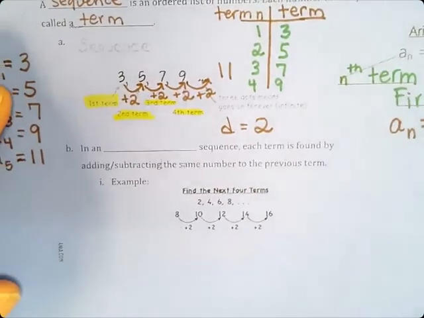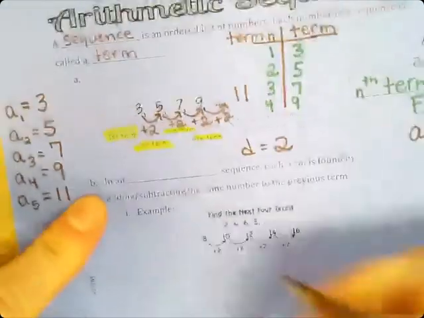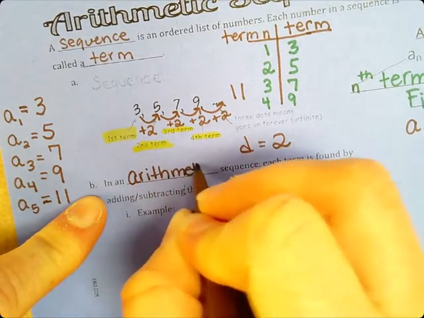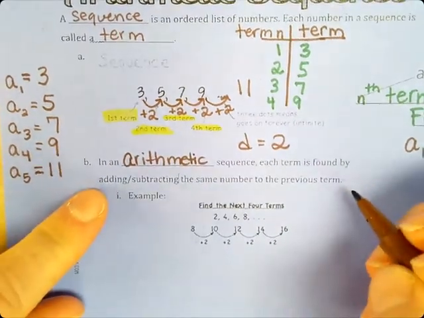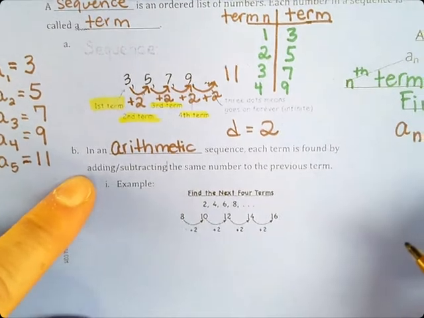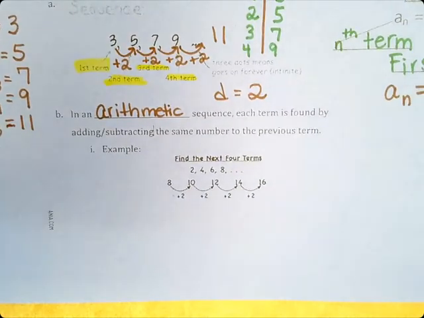Okay, let's look at part B. It says, in an arithmetic sequence, each term is found by adding or subtracting the same number to the previous term. So think about arithmetic. That is what you first learned after you learned your numbers. You started doing just basic addition and subtraction. That's arithmetic. So whenever I say arithmetic sequence, the pattern is a basic addition or subtraction.